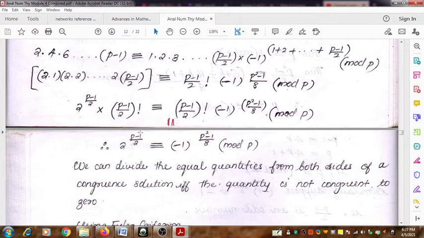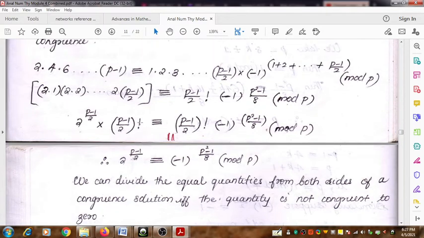The cancellation is possible subject to a condition: the quantity that you are going to cancel from both sides must not be divisible by p. That condition is satisfied here because p is a prime number, and all the numbers appearing in this factorial are less than the prime number p. This is the product of the numbers 1, 2, 3, etc.